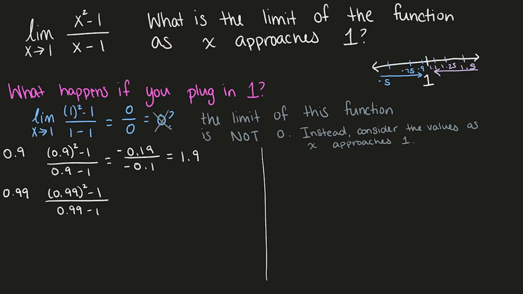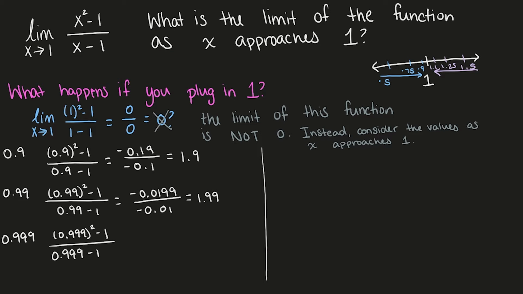And of course, you may need a calculator to solve these. But this gives us negative 0.0199 over negative 0.01, which is equal to 1.99. Let's look at one more, 0.999. Plugging this in gives us 1.999, and as we can see, as we continue to get closer to 1, all of these values are getting closer to 2.